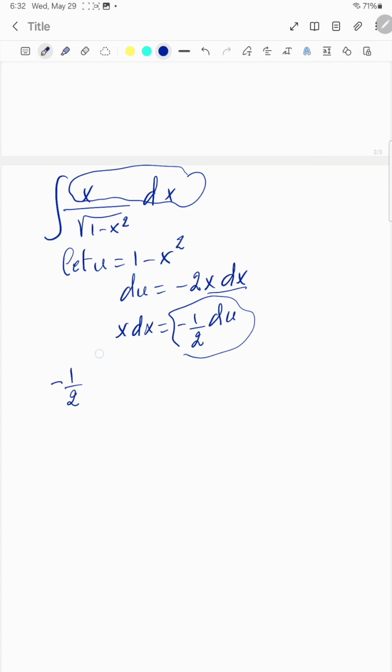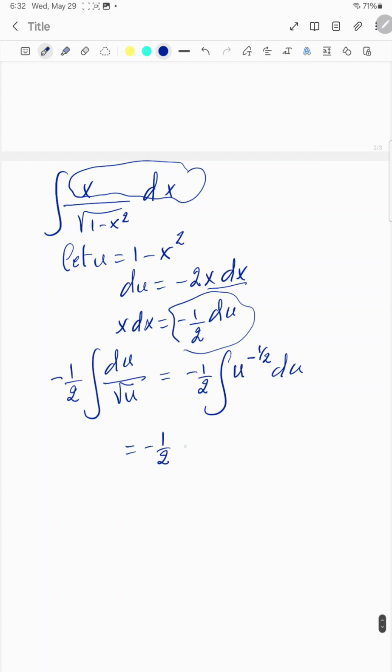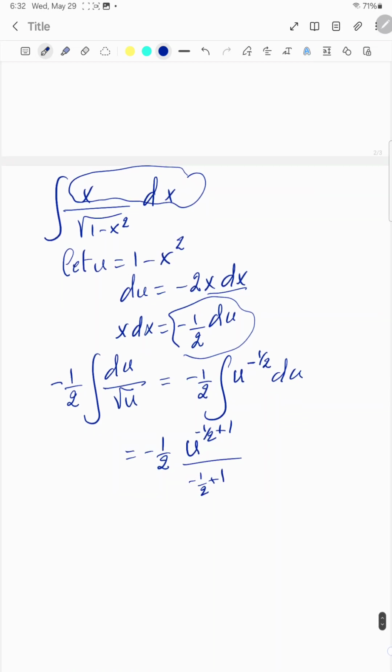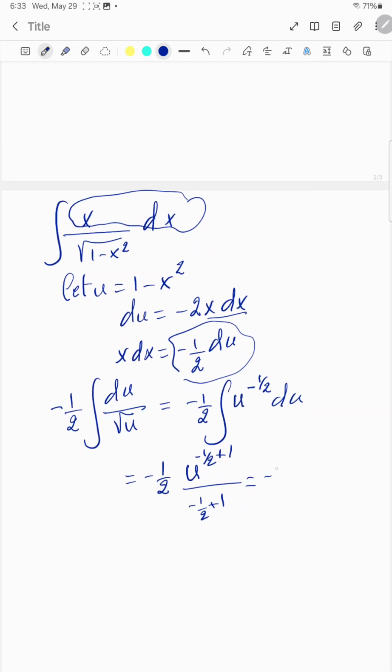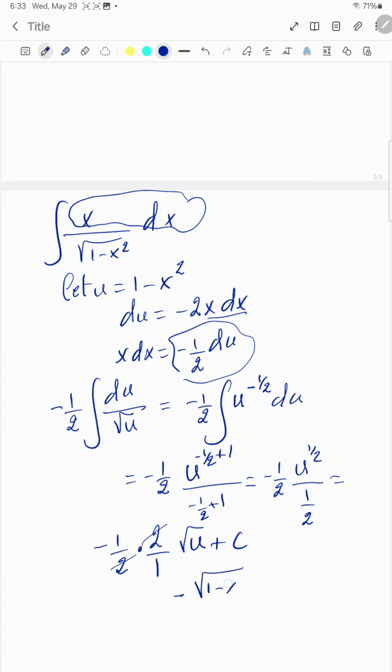I put the minus 1/2 outside and the du inside, divided by the square root of u. This is equal to minus 1/2 times the integral of u to the power minus 1/2 du, which is equal to minus 1/2 times u to the power minus 1/2 plus 1, divided by minus 1/2 plus 1. I know minus 1/2 plus 1 is equal to 1/2, so this is equal to minus 1/2 u to the power 1/2, divided by 1/2. So it is equal to minus 1 over 2 times 2 over 1 times the square root of u plus c. Then I replace the square root of u by its value. The 2s cancel, so I have minus the square root of 1 minus x squared plus c. That's the answer of that integral.